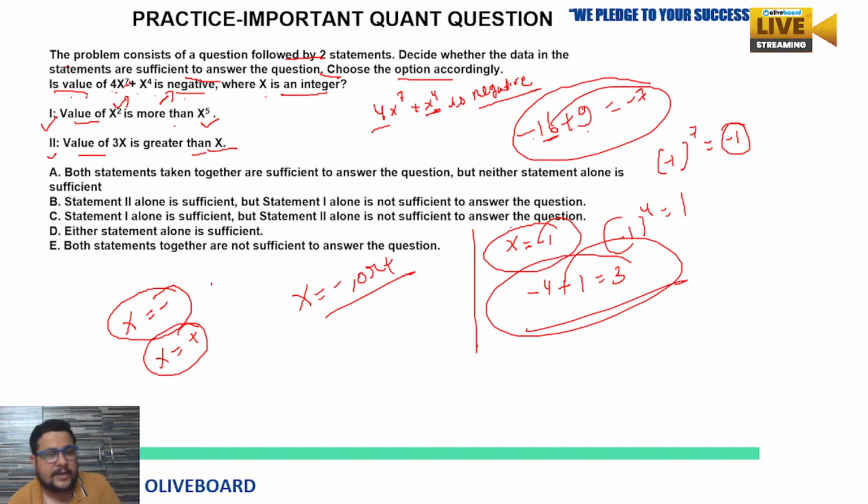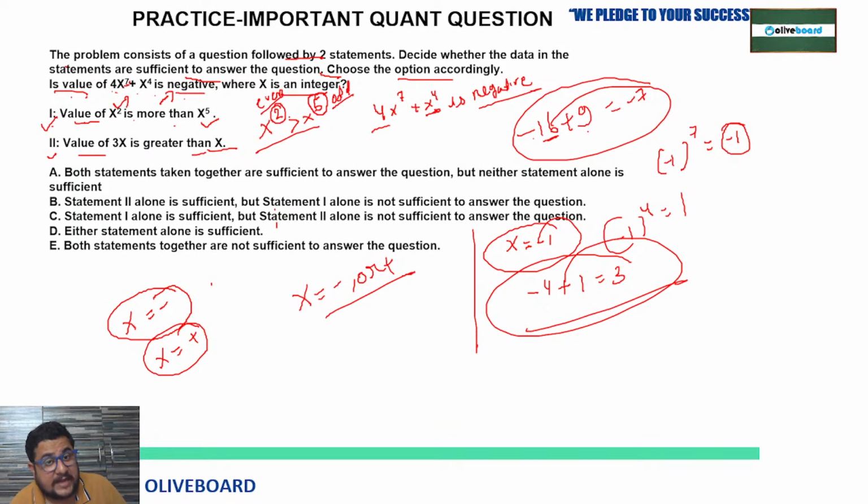Great, very good. What about others? Now, if it is positive, then your value is going to be positive only if x is positive. First statement: the value of x square is more than x to the power 5. When is this possible? x to the power 2 is an even power, right? 2 is even. X to the power 5 is odd.